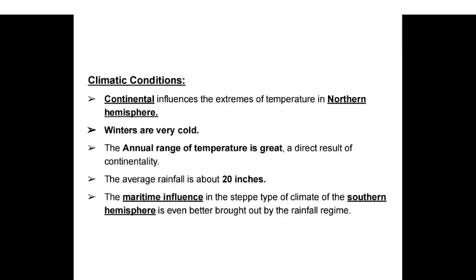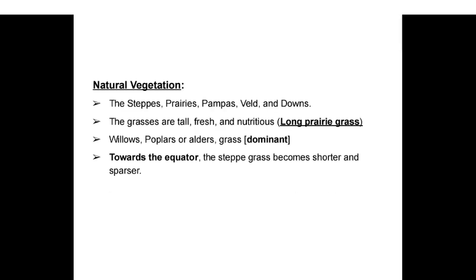Climatic conditions. Continentality influences the extremes of temperature in the Northern Hemisphere. Winters are very cold. The annual range of temperature is great, a direct result of continentality. The average rainfall is about 20 inches. The maritime influence in the steppe type of climate of the Southern Hemisphere is even better brought out by the rainfall regime.